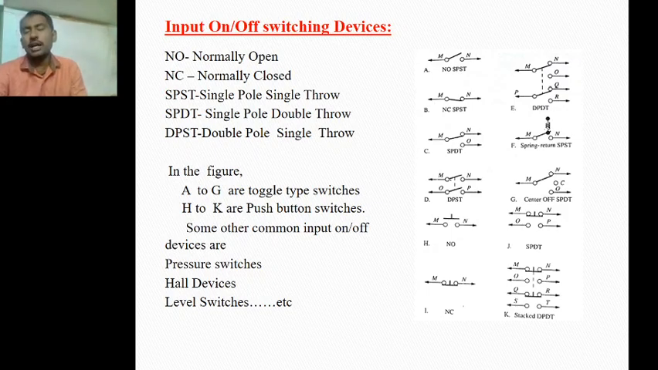Coming to the input on or off switching devices, those are classified in many ways. Among those, some we discussed here. Some switches are normally open switch, normally closed switch, single pole single throw switch, single pole double throw switch, double pole double throw switch, double pole single throw switch. And the switches are also classified as either toggle type switches or push button switches. In addition to these, some more switches are there: pressure switches, hall devices, level switches, etc.